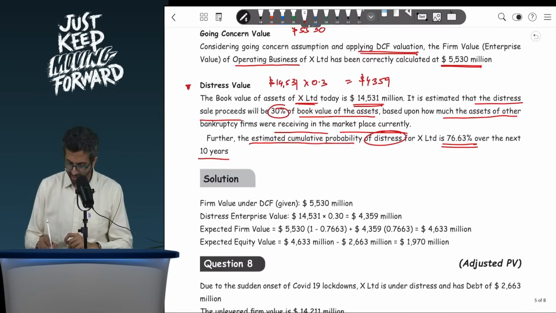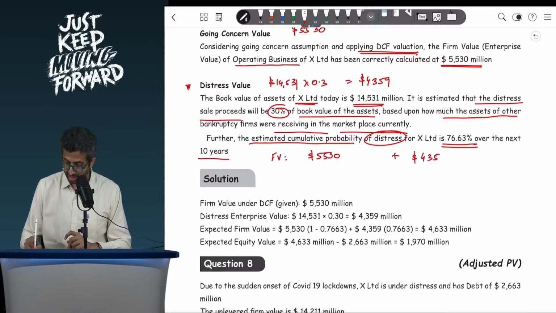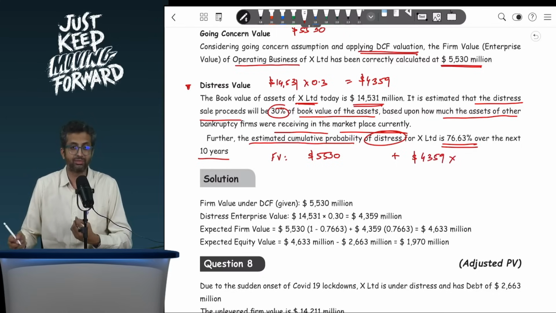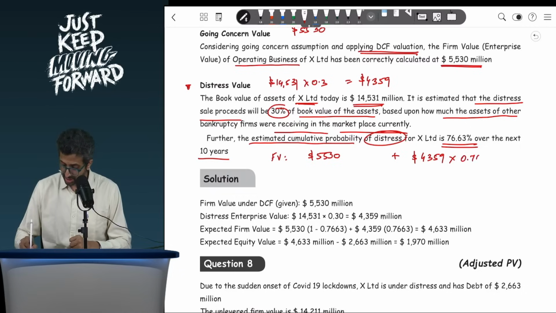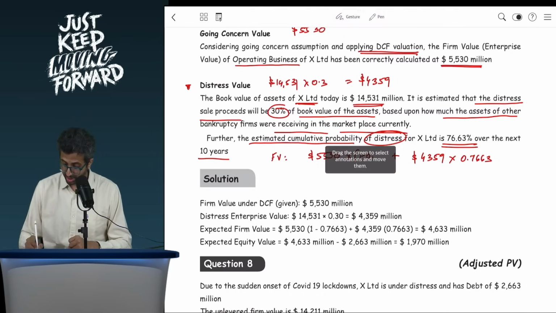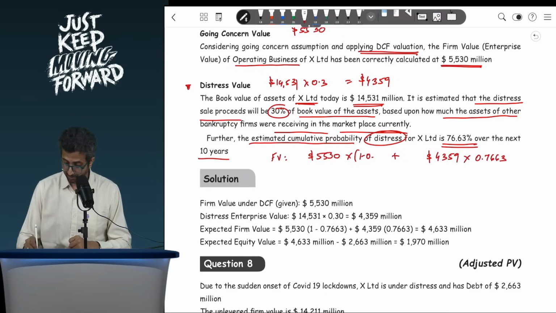So over here, if I were to find the firm value or the enterprise value, I will say 5530 is one possibility, and 4359 is another possibility. But 4359 you will get if there is a default and I have to sell everything, and that has a 76.63% chance. However, if I continue, I will get probably 5530. This has a 1 minus 0.7663 chance. If I were to total both of these, you will get approximately 4633 million on an average.